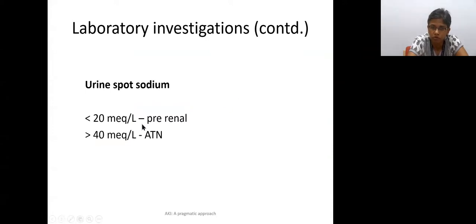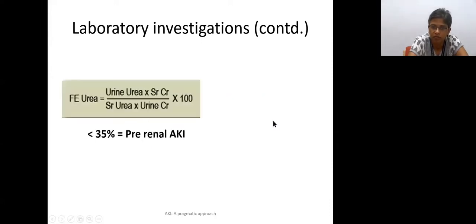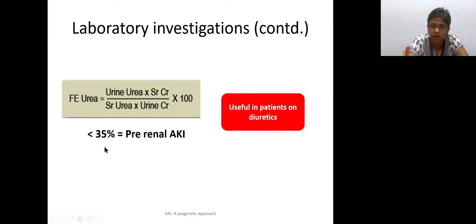Likewise, urine spot sodium would be low in pre-renal because the kidney is retaining its sodium. It would be high in an ATN. Again, it would be affected by diuretics. Well, fractional excretion of urea is believed to have an advantage over fractional excretion of sodium in those on diuretics, because it's less affected. So a value less than 35% may indicate a pre-renal AKI. Again, none of this is really used in practice.